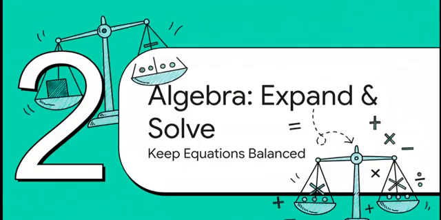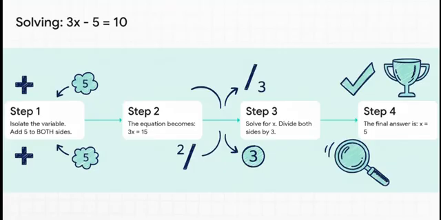All right, moving on to section 2, algebra. And listen, the whole point here isn't just about finding x. It's about the process and the absolute non-negotiable rule of keeping your equations balanced every single step of the way. So let's take a look at a standard equation. 3x minus 5 equals 10. Our mission, right, is to get that x all by itself.